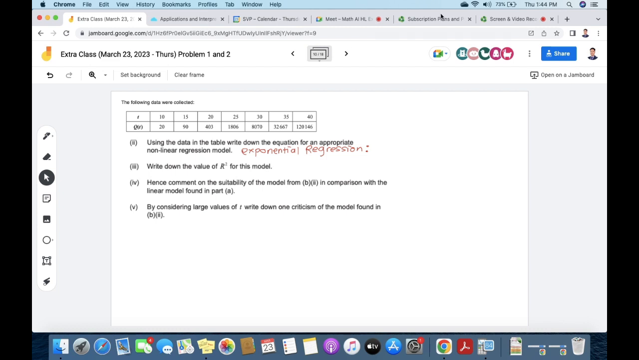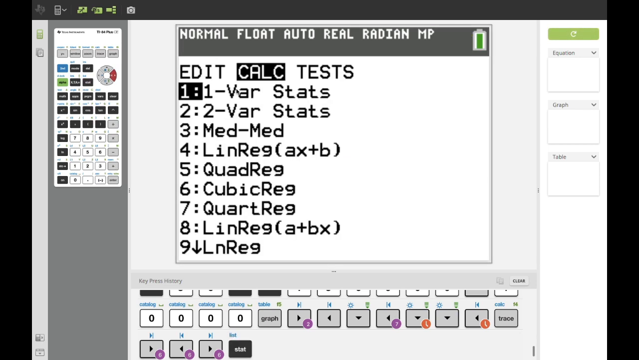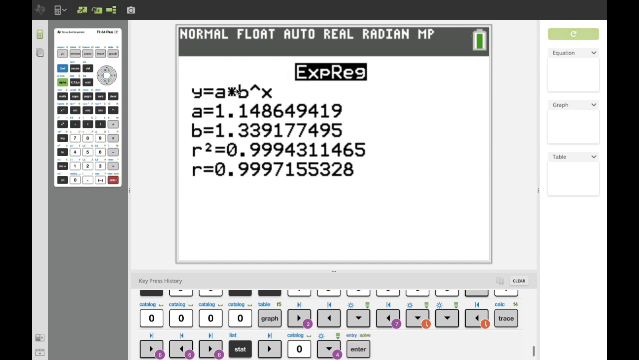All right. Let's check. Can we have Kenneth? Kenneth, what is the equation that you were able to derive there? The exponential regression. Just to help you, let's try to run exponential regression here. So calc 0, same thing, calculate. Yeah, this is what we see.